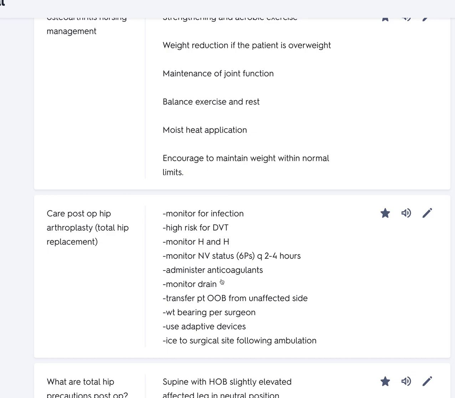This is the surgery with the highest risk of DVT. So they are definitely going to be, or they need to be, on some type of DVT prophylaxis, okay, from the get-go. You're going to monitor for infection at the site, monitor the H&H. That surgery is quite bloody. Monitor neurovascular status, the 6 Ps. Actually, it's Q1 hours, not 2 to 4, Q1 hours for the next 24 hours. And then it can be Q2 to 4.